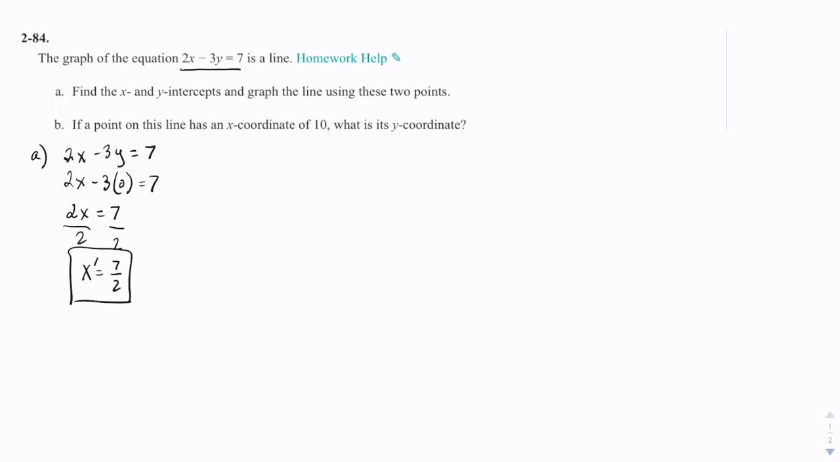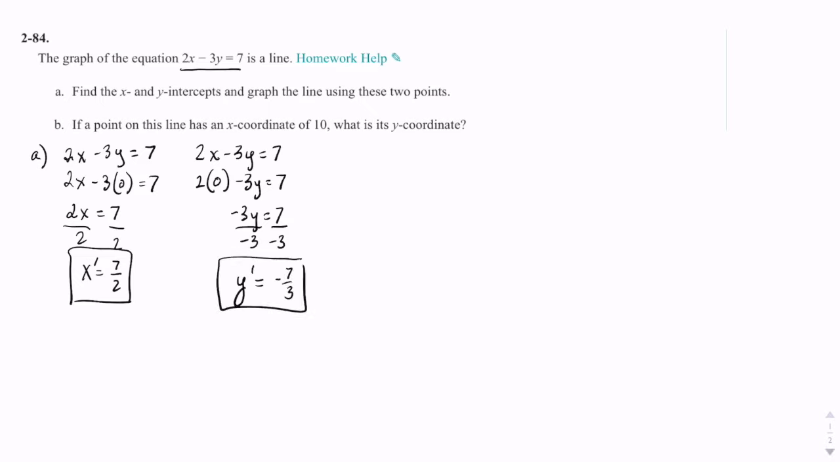Now let's find the y-intercept, right? 2x minus 3y equals 7. To find the y-intercept, we substitute a 0 in for x, right? So I get negative 3y equals 7, and I divide both sides by negative 3, and I get y equals negative 7/3. So the y-intercept is negative 7/3.